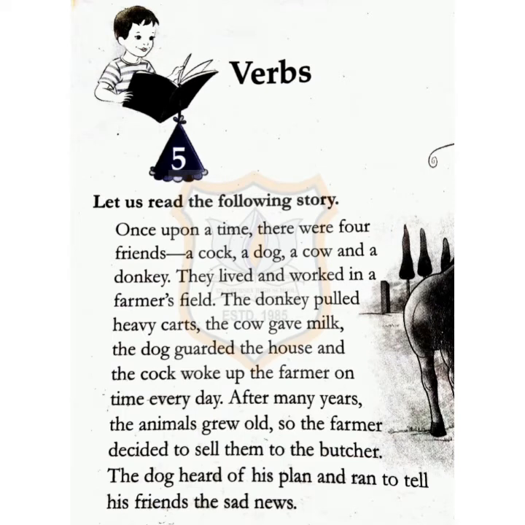Once upon a time there were 4 friends, a cock, a dog, a cow and a donkey. They lived and worked in a farmer's field. The donkey pulled heavy carts. The cow gave milk. The dog guarded the house. And the cock woke up the farmer on time every day.